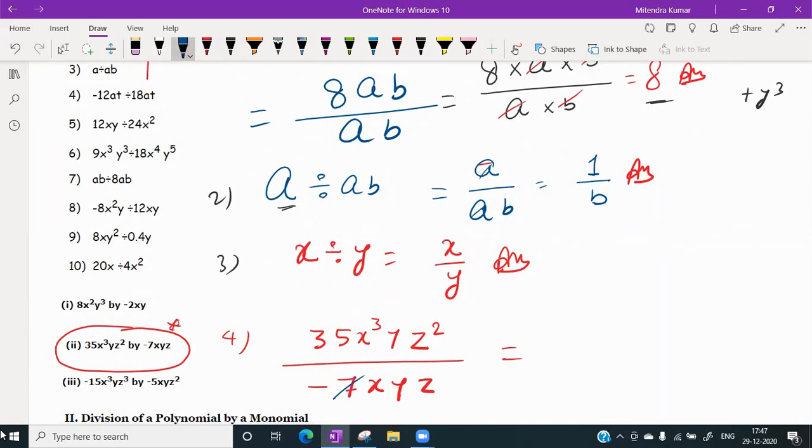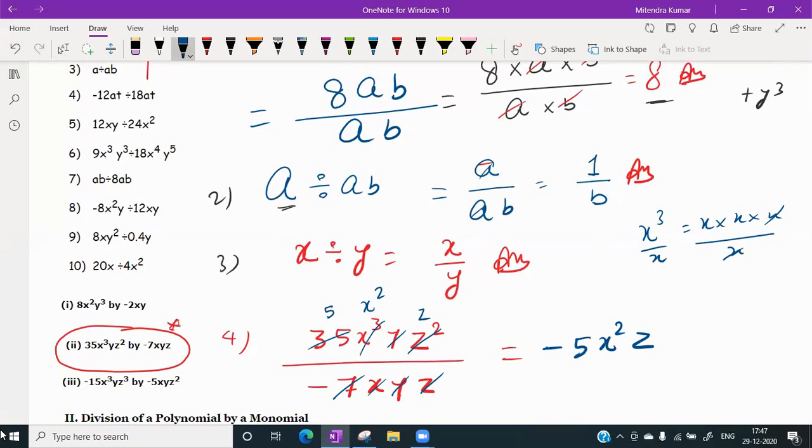Okay, so what you have to do here, this number will divide this number with 5 times this x cube. x cube means what? x three times है, उसमें अगर मैं x से डिवाइड करूंगा तो एक x कैंसिल हो जाएगा. That means you will get x square. If you divide, this y will get cancel out. If you divide, you will get z. So ultimately we will get minus 5x square z.